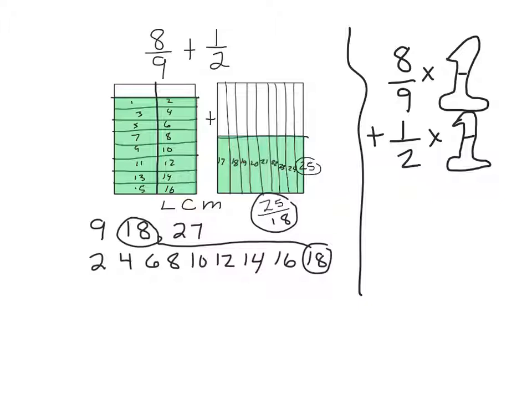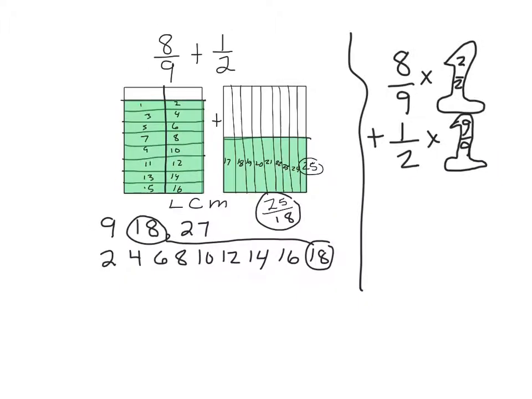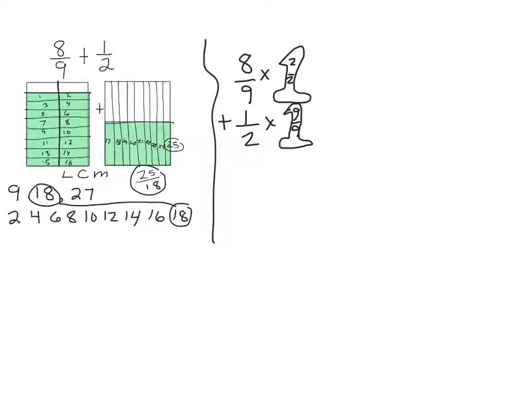So now if I have the 8/9, that means I'm going to multiply this by 2 over 2, the giant 1 of 2 over 2. And let's put our 2 in there and our 2 right there. And then I'm going to multiply the 1/2 by the giant 1 of 9 over 9. Perfect. Okay, now let's give us a little more room.